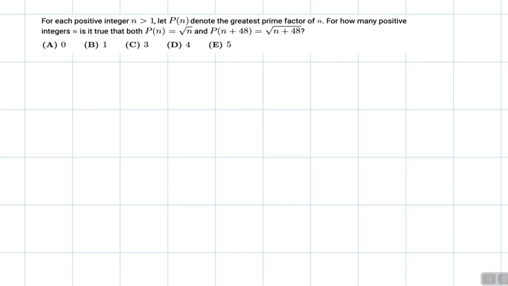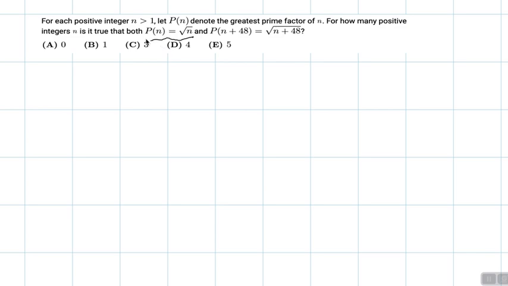For each positive integer n greater than 1, let p of n denote the greatest prime factor of n. For how many positive integers n is it true that both p of n is equal to the square root of n, and p of n plus 48 is equal to the square root of n plus 48?